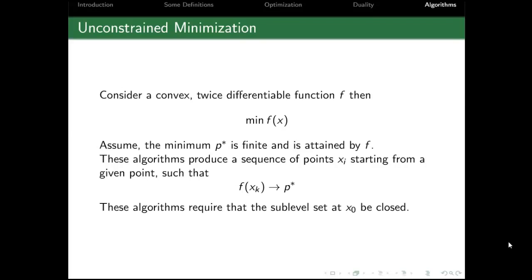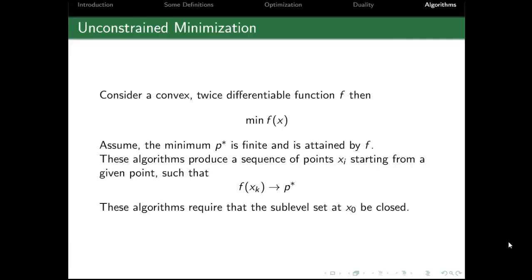First, let us look at a proper mathematical definition of unconstrained minimization. Consider a convex function which is twice differentiable, and we want to find the minimum of this function. Assume p star is the minimum and it is finite and it is attained by f. We want algorithms which start from some point and give a series of xk's such that the value of f of xk tends to this optimal minimum p star.